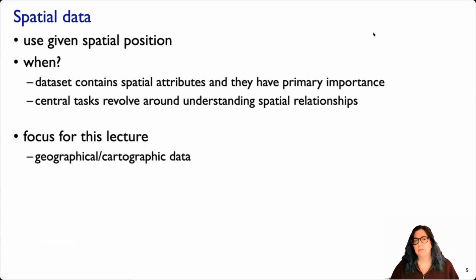So if we're going to use given spatial position data, when would we do that? Well, first of all, we have to have it. The data set must contain spatial attributes, and they need to have primary importance. That is, do our tasks revolve around understanding spatial relationships? If so, we probably do want to use that given spatial position data in our visual encoding. In this lecture, I'm going to focus in particular on geographic or cartographic data. So geographic maps.